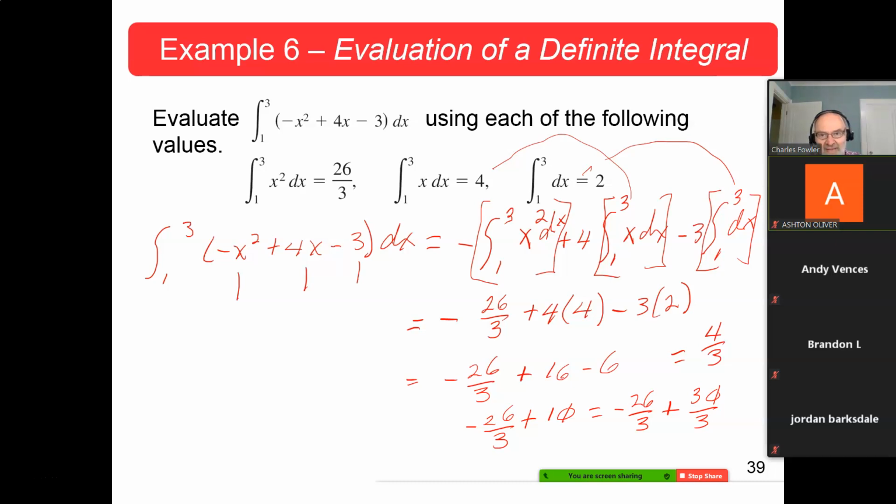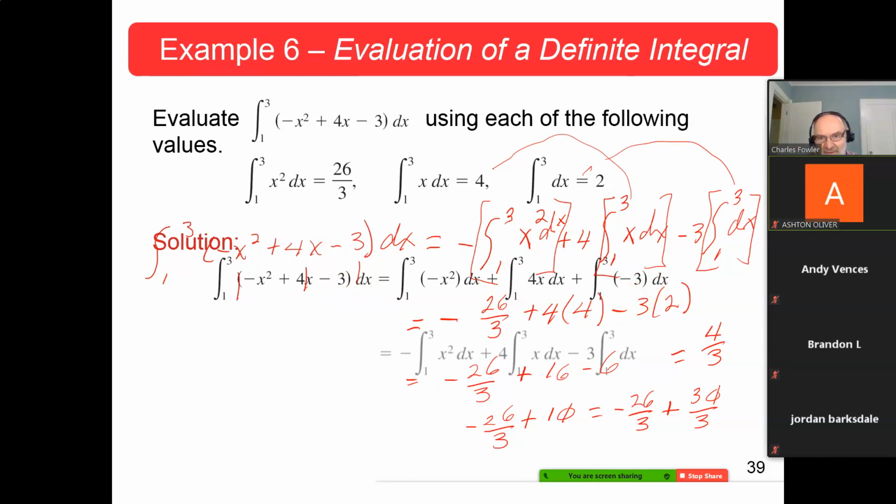Let's see what they get. Okay. Well, they wrote it out pretty similar to what I did. They did an extra step here. They did the integral of minus x squared plus the integral of 4x plus the integral of minus 3. They put in an extra step there. I didn't. And then they pulled out the minus sign.